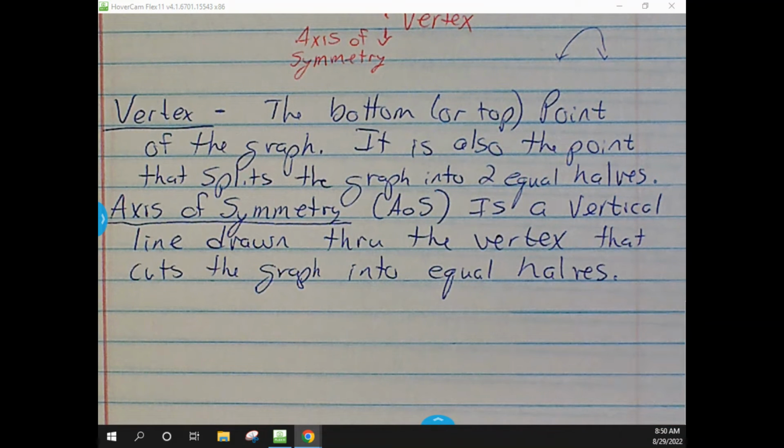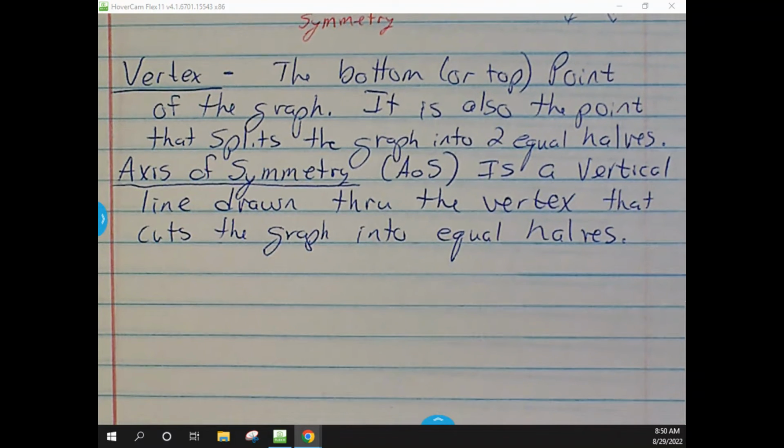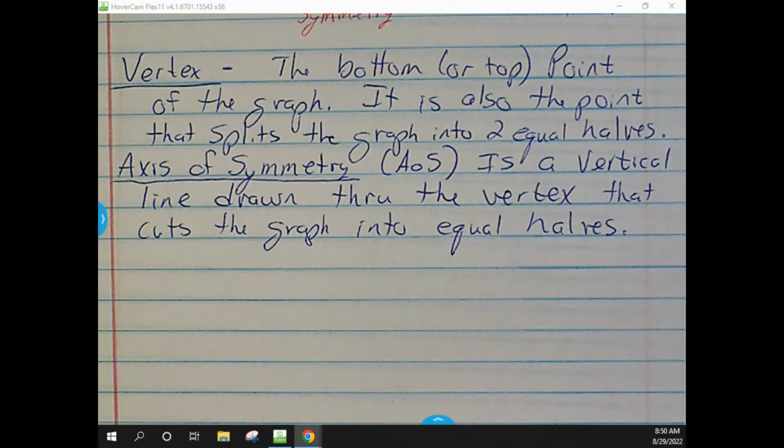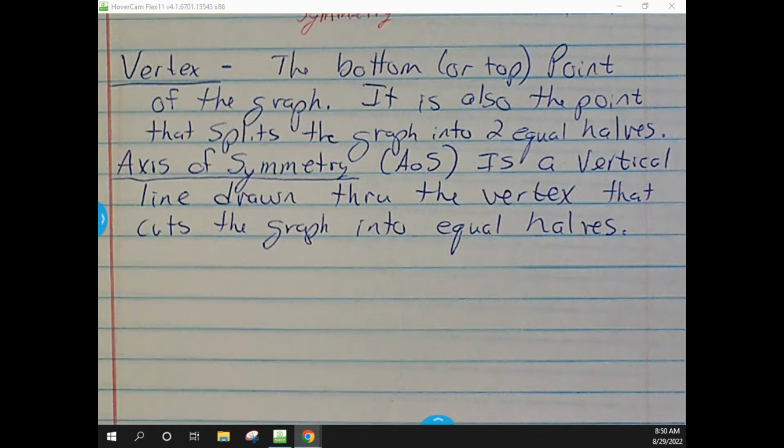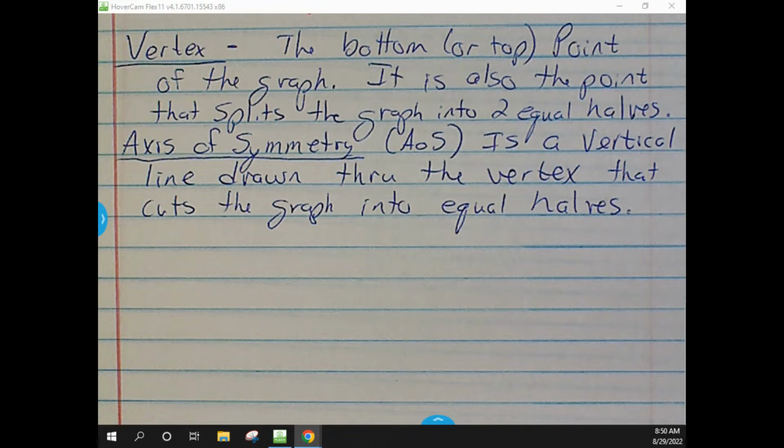Okay, so the vertex is the point that's in the middle of the graph. The axis of symmetry is the line that actually cuts it into two equal halves. And again, if it's symmetrical, everything on the right side should be the same as what's on the left side. So it's that line of symmetry that you talked about back in middle school. But this time it's always going to be just a vertical line.